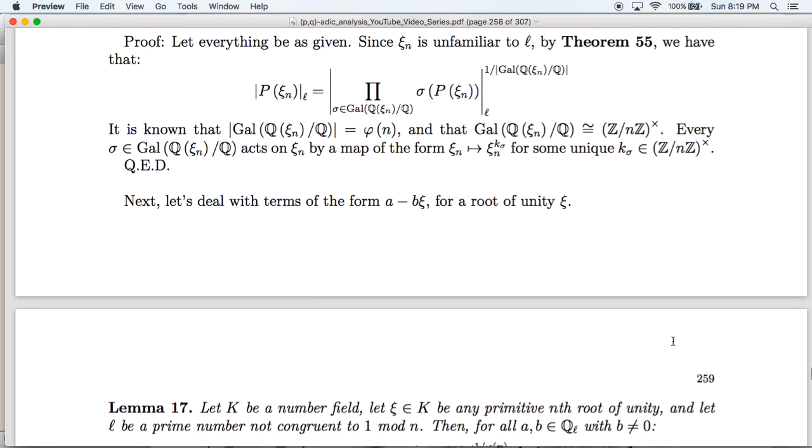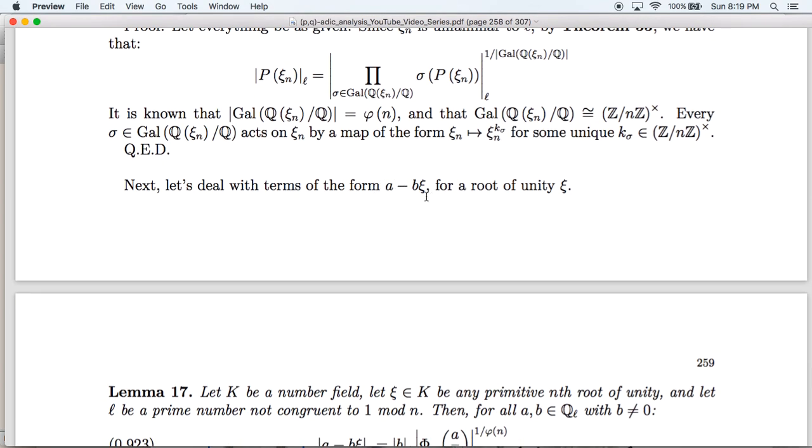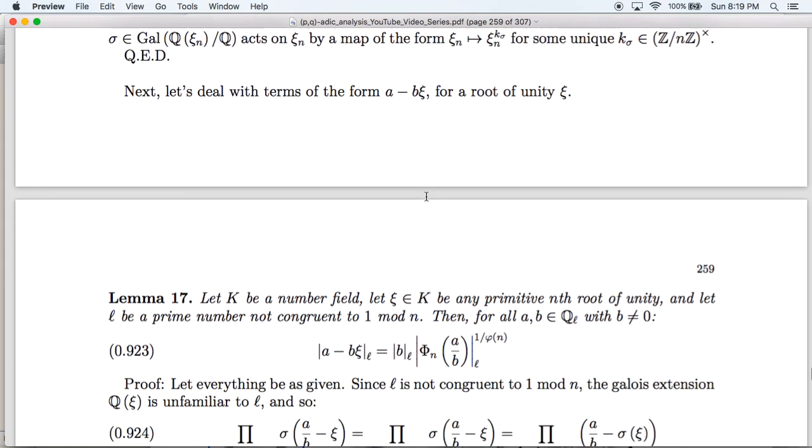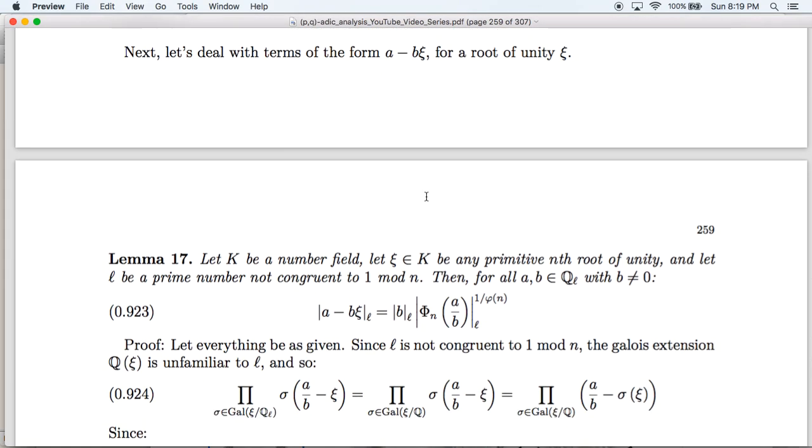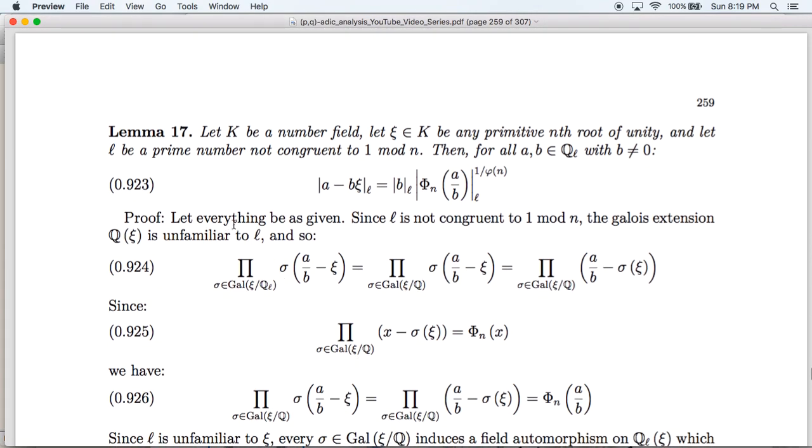So next, let's deal with terms of the form a minus b c for a root of unity c. Let K be a number field, let c be any primitive nth root of unity, and let L be a prime number not congruent to 1 mod n. Then for any a, b in QL, with b being non-zero, the l-adic absolute value of a minus b c is equal to the l-adic absolute value of b times the l-adic absolute value of phi n of a over b, to the power of 1 over phi of n. And so the proof: let everything be as given.